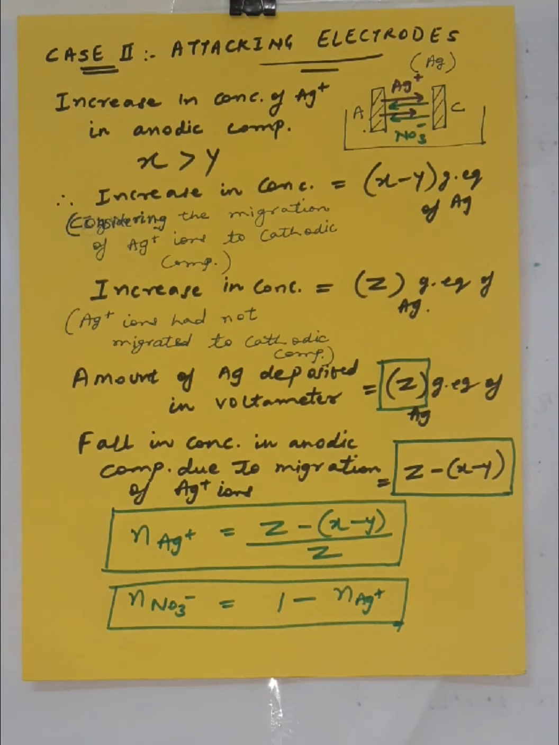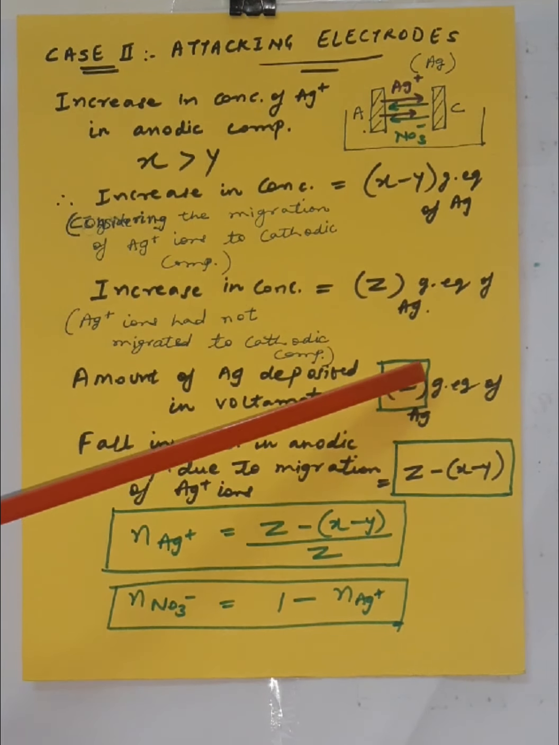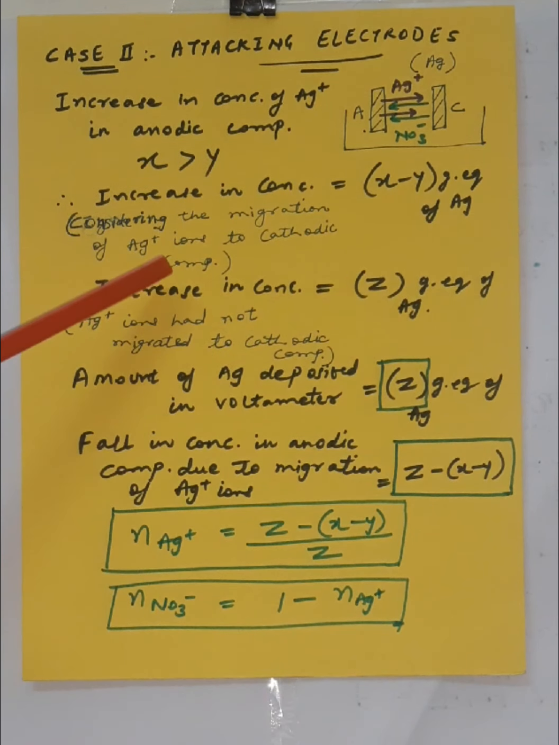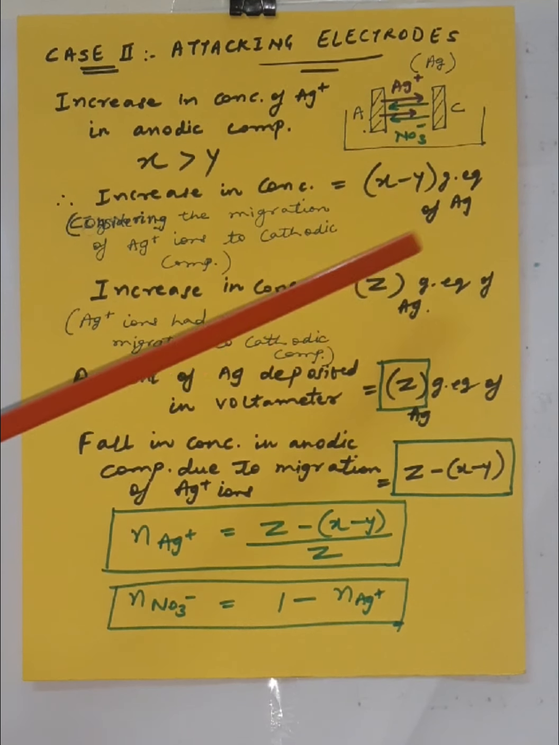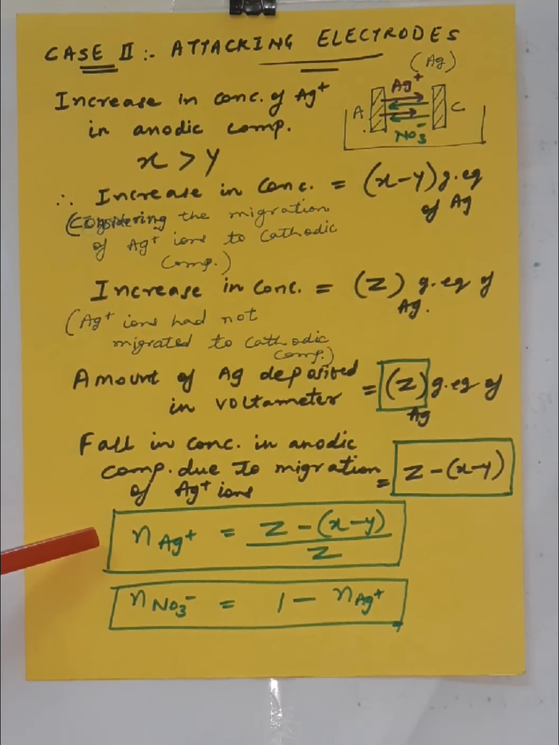Is it clear to all, right? What is Z in this case? Z is definitely the amount of silver which is deposited in the voltameter. However, this Z in this particular equation is different from that Z. What is this Z? This is the increase in concentration which is observed, which is equivalent to Z gram equivalent of silver. So you need to find out now the transport number of the ion in this case.